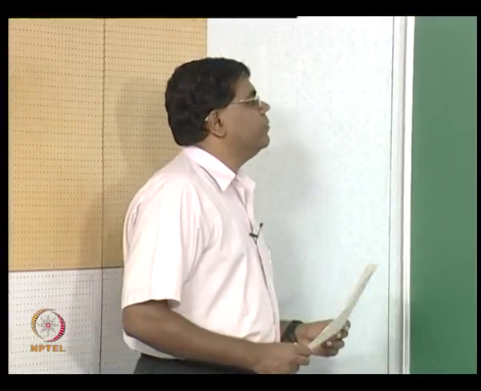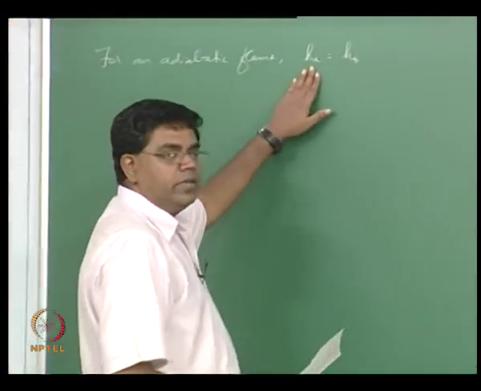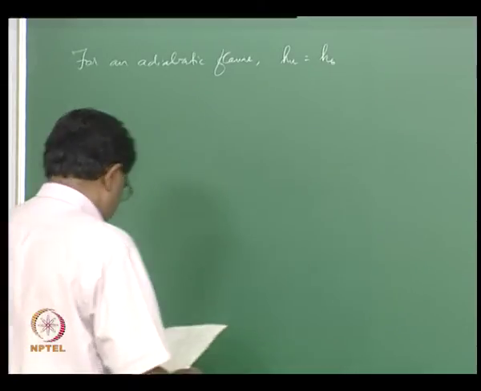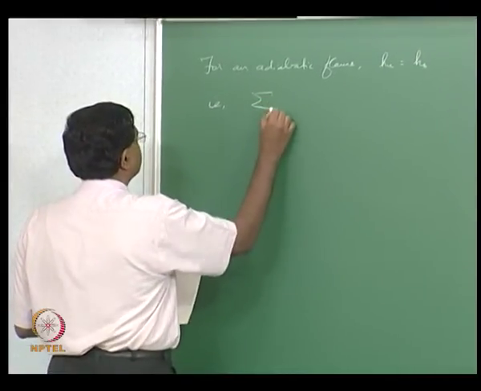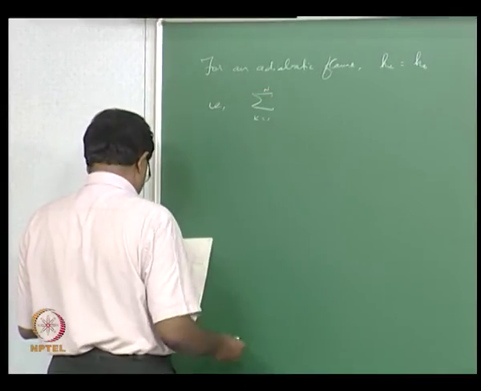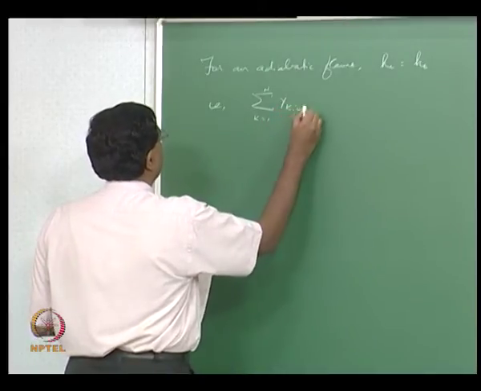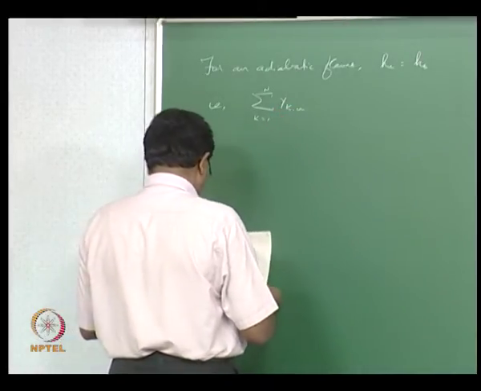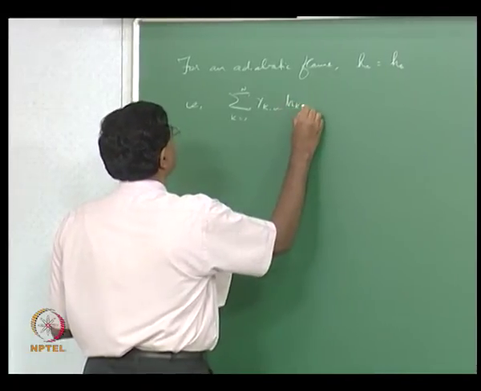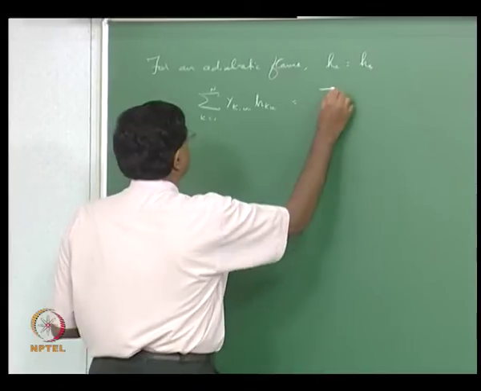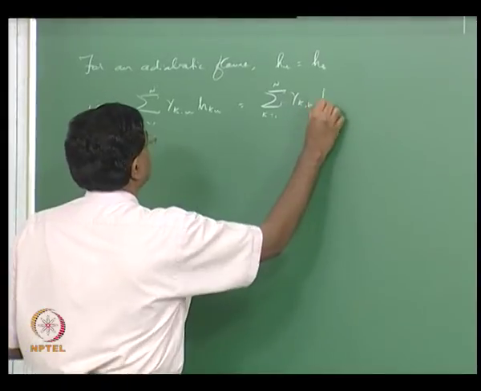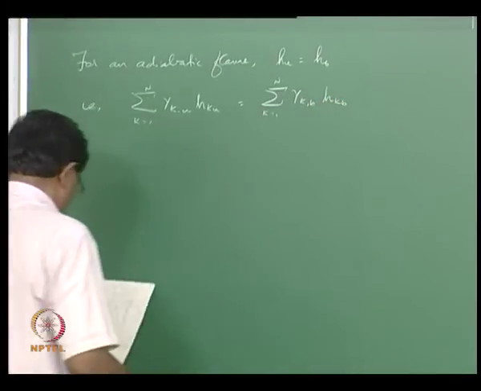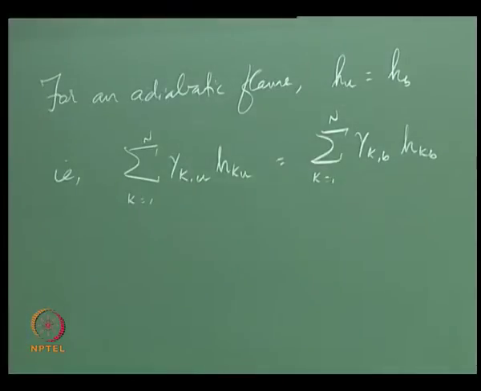For an adiabatic flame, the unburnt enthalpy should be equal to the burnt enthalpy, which means we could now say sigma k equals 1 to n Yk,u times hk,u equal to sigma k equals 1 to n Ykb hkb, where hkb is now the enthalpy of the burnt products, and Ykb is something that we have seen so far.